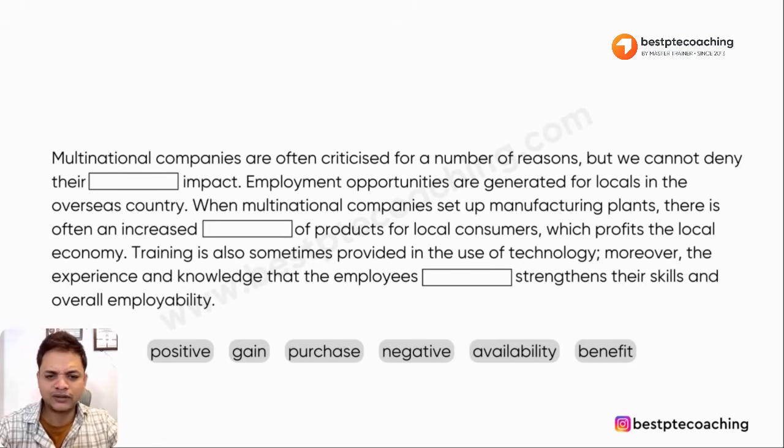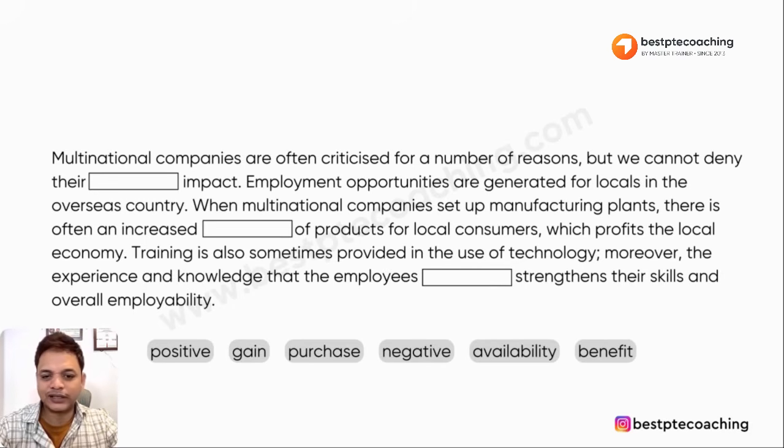Training also happens, use the technology. Moreover, the experience and knowledge that the employees blank strengthens their skills and overall employability. So look at this sentence. This sentence does not have a verb. So therefore, it should be a verb, right? The experience and knowledge that employees blank strengthens.